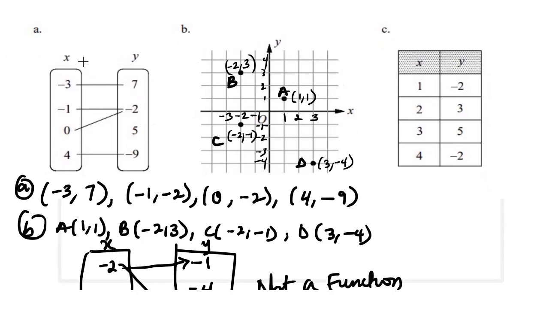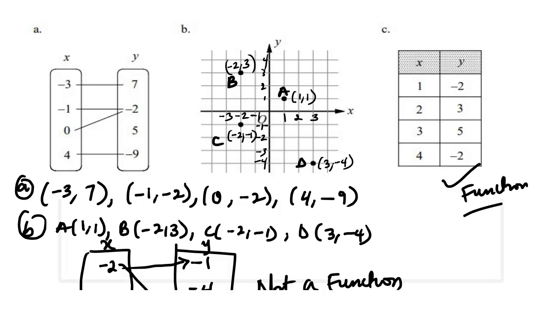Then lastly, C. This one is a table directly and it has been arranged. So 1 to -2, 2 to 3, 3 to 5, 4 to 2. Obviously 1 is not taking more than 1 from Y, 2 is not taking more than 1, and so on. So this one is straight to the point. This table represents a function because each element in the domain, that is each element in X, is paired with exactly 1 element in the range, which is Y. So this is a function.